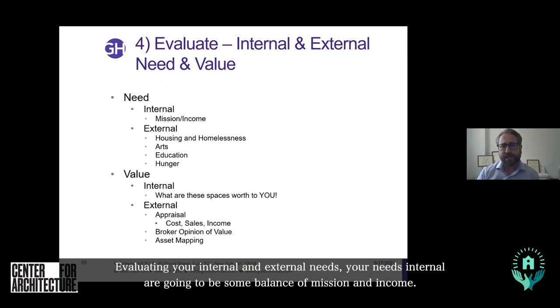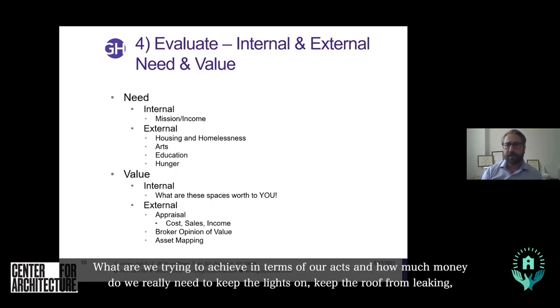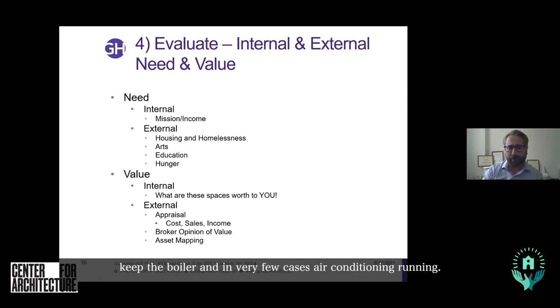So evaluating your internal and external needs, right? Your needs internal are, in short, going to be some balance of mission and income. What are we trying to achieve in terms of our acts, and how much money do we really need to make sure that we can keep the lights on, keep the roof from leaking, keep the boiler, and in very few cases, the air conditioning running.